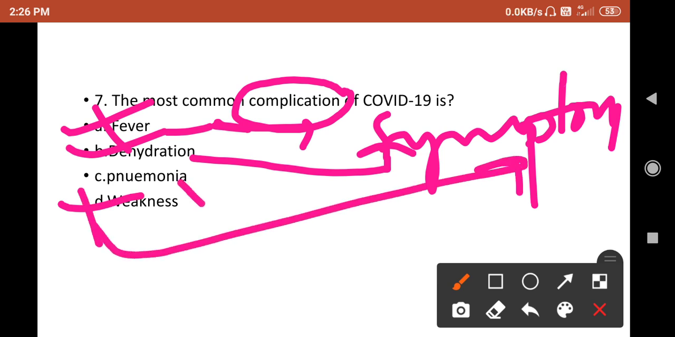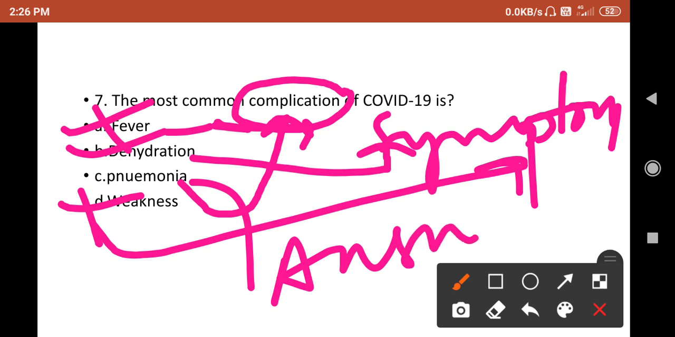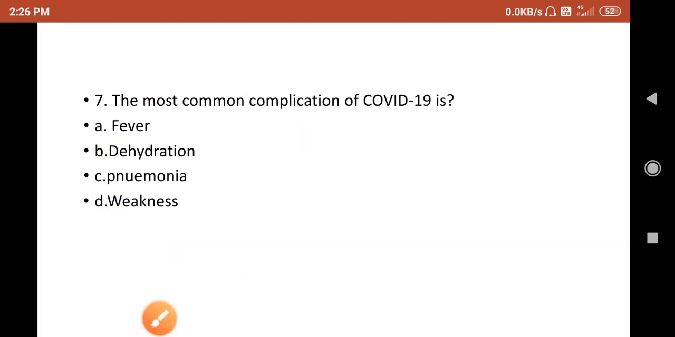So the only complication among the other options for COVID-19 is pneumonia. So pneumonia is the right answer. Option C, pneumonia, is the right answer. It is the only complication that arises in COVID-19 cases because it is a respiratory condition. The complication is also related to a respiratory condition.